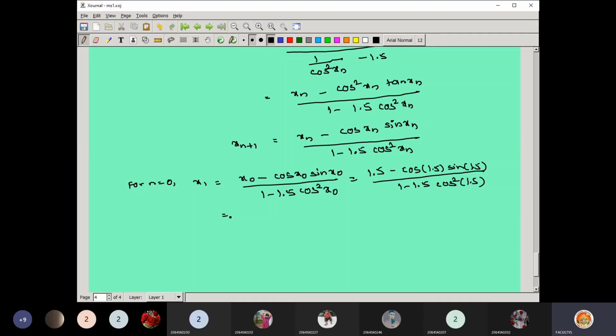So use your divided by button. 1.5 minus cos of 1.5 bracket close, sin of 1.5 bracket close, divided by 1 minus 1.5 into cos square. So I should write cos. How to write down this cos square? Cos of 1.5 bracket close.